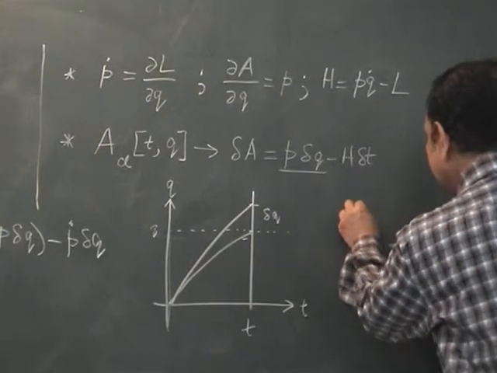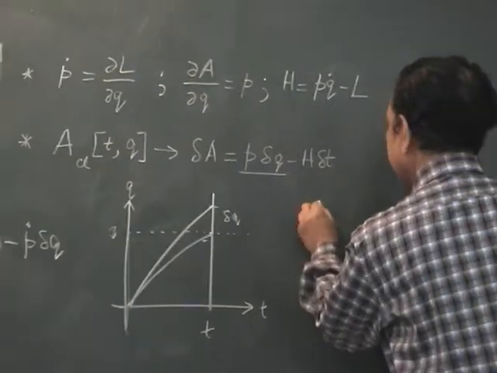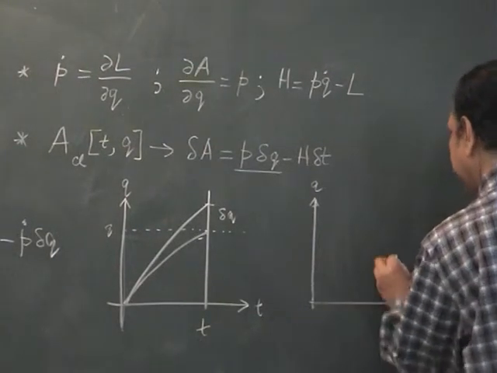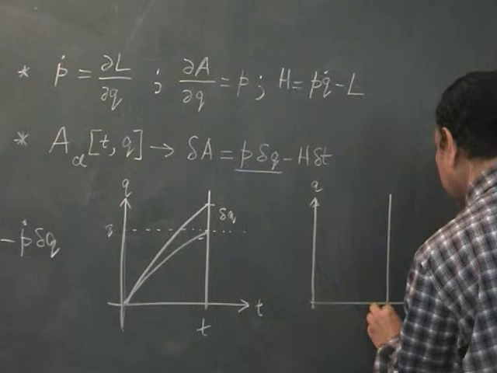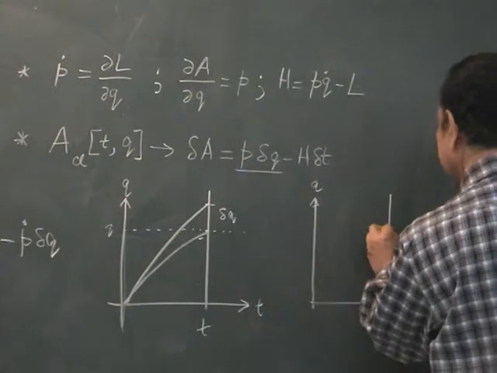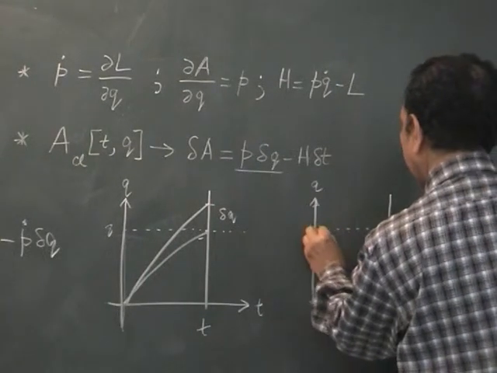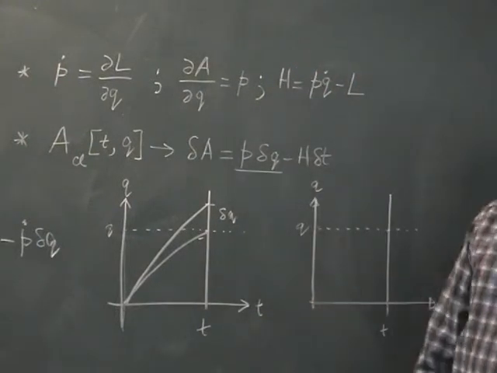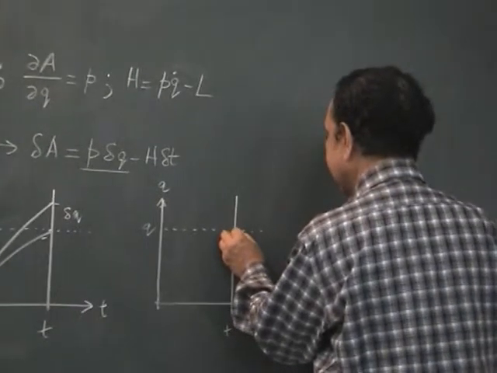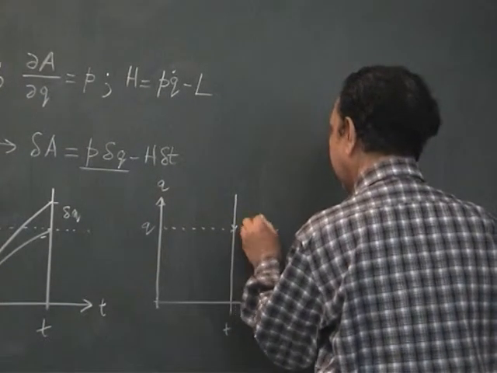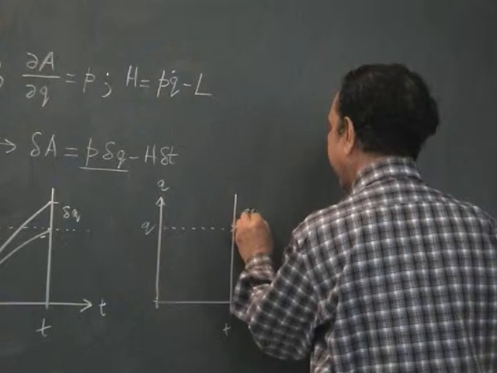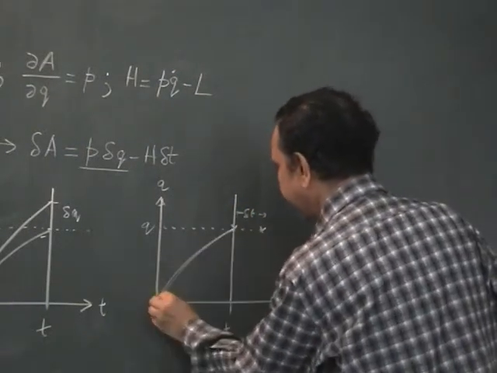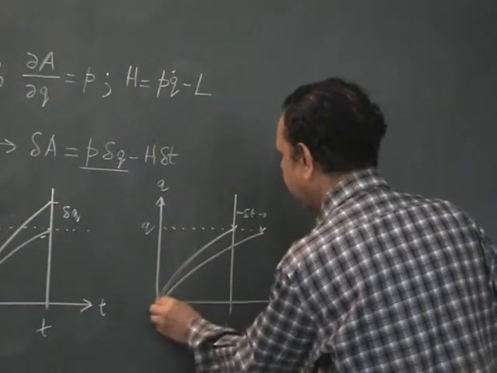Let us take the same picture again. This is q, this is t, this is my t is equal to constant line, and there is this point on which I have a q, and instead of doing a delta q change, suppose I do a delta t change. So I move from this point to this point. This is delta t. Okay? So originally I had this trajectory. Now this is the trajectory which I have.